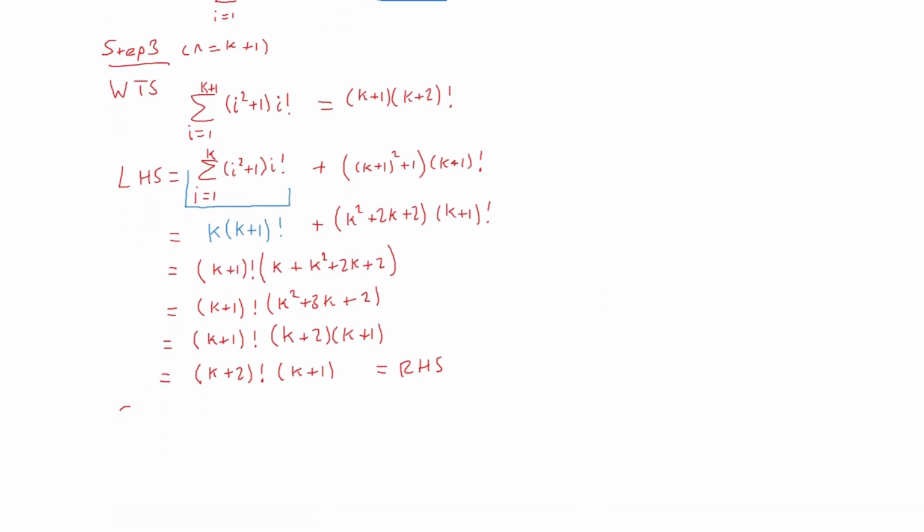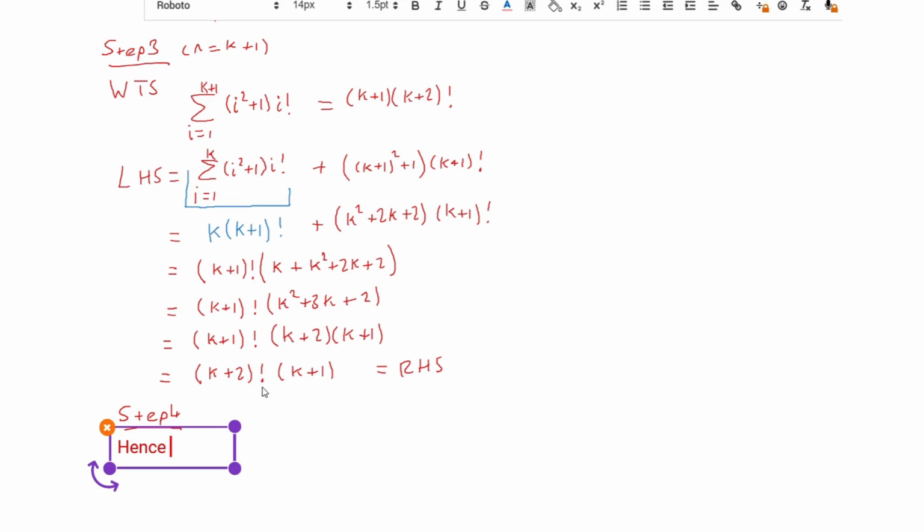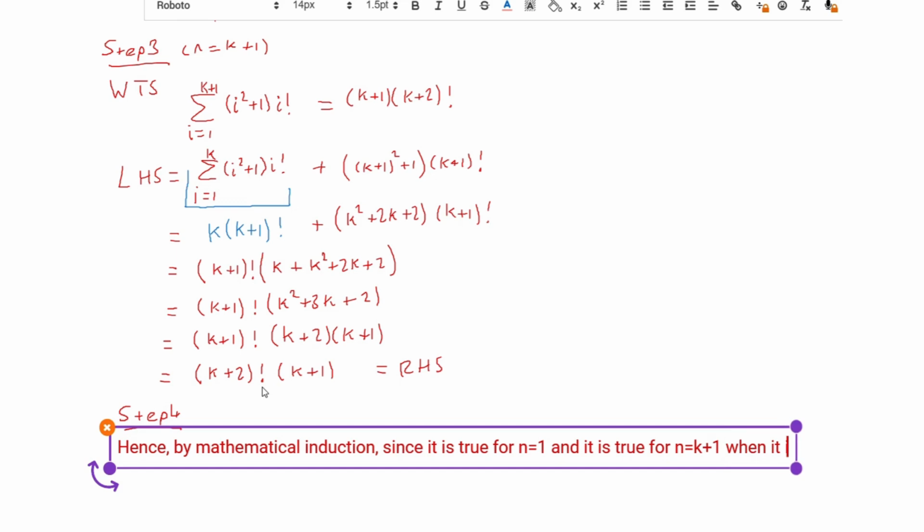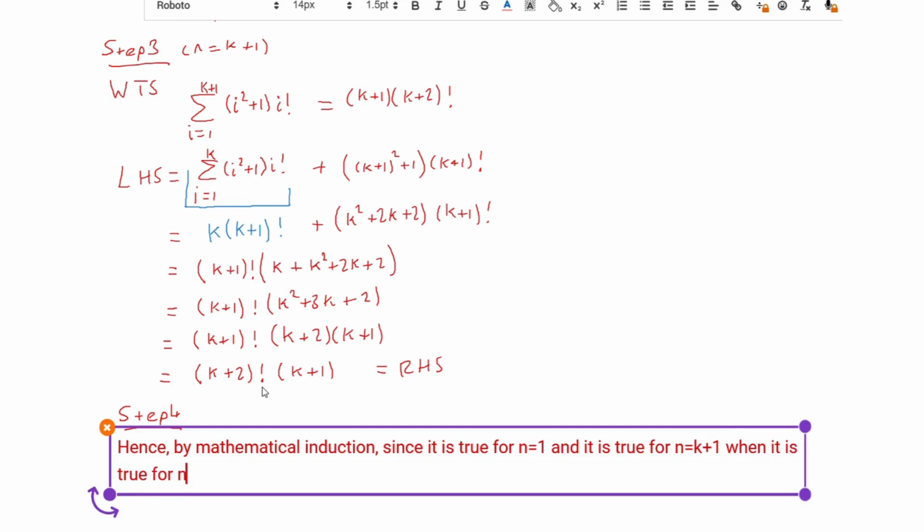And then our final step, which we must never forget, step 4, our conclusion. The conclusion states something along the lines of, hence, by mathematical induction, since it is true for n equals 1 and it is true for n equals k plus 1 when it is true for n equals k, it is true for all n in the positive integers.